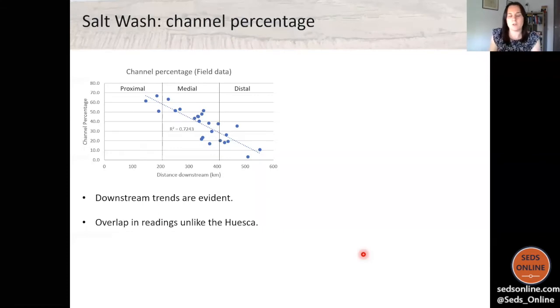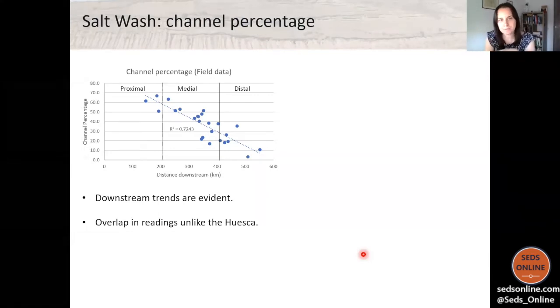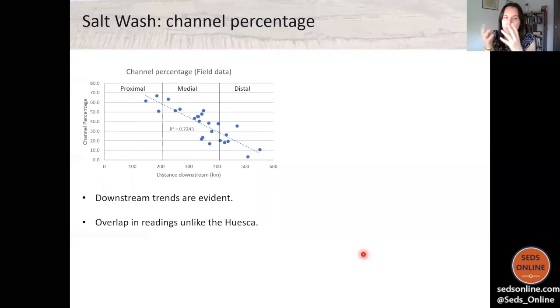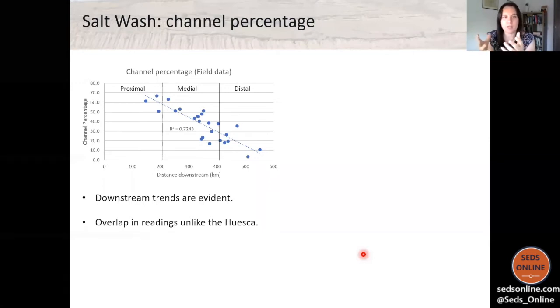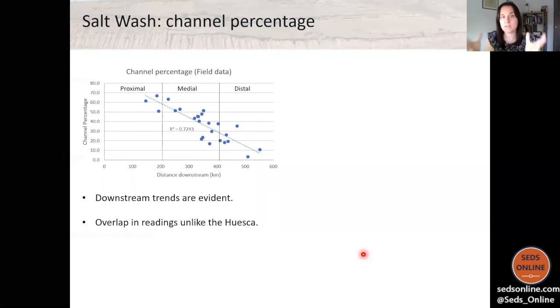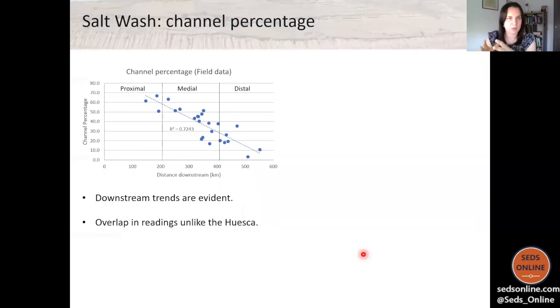Looking at the channel percentage, we had 8 outcrop locations for the Huesca system, but for the Salt Wash fluvial system, we have 27 locations. We've got a lot more data. So when we look at the channel percentage, we can see that downstream trend. It's a really nice trend, but we're starting to see a little bit more overlap in that data. We've got a lot more data, but that trend is very much still present.